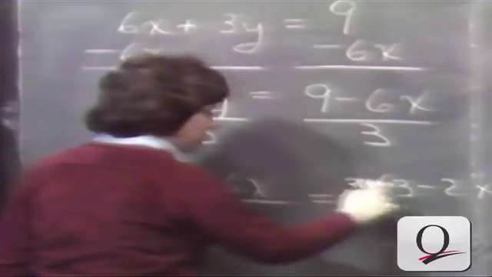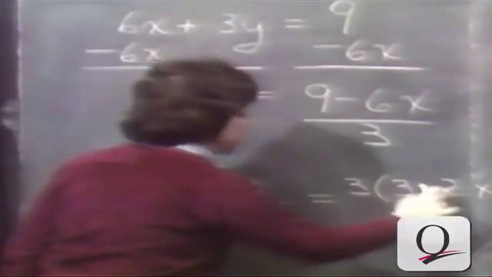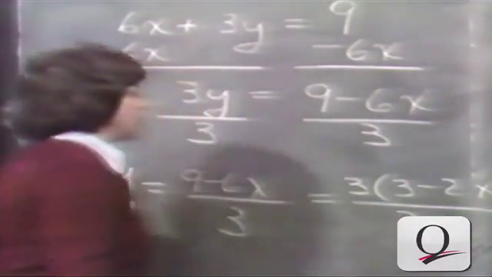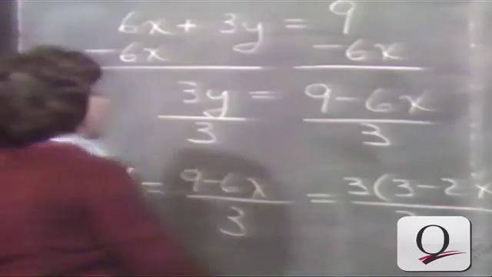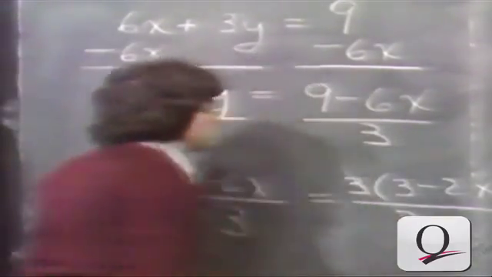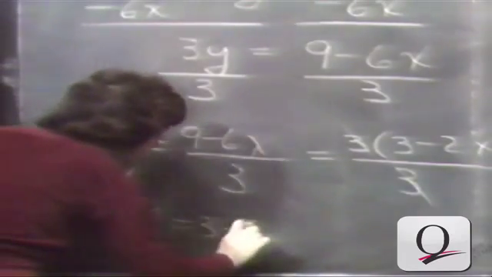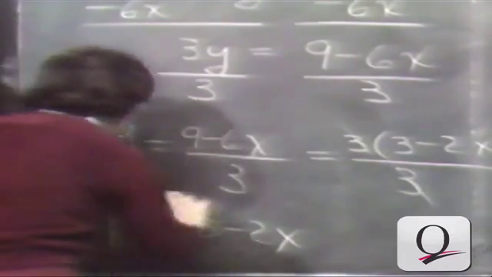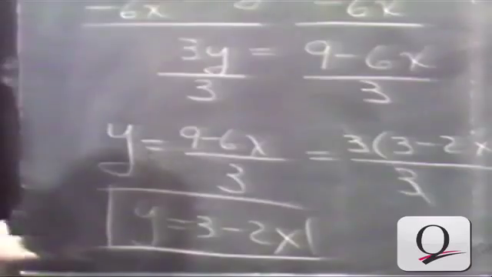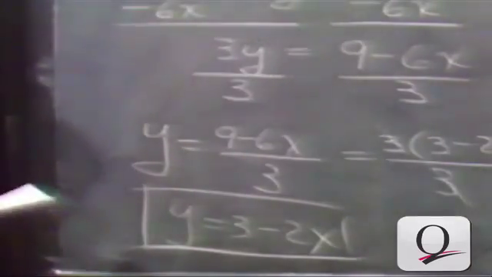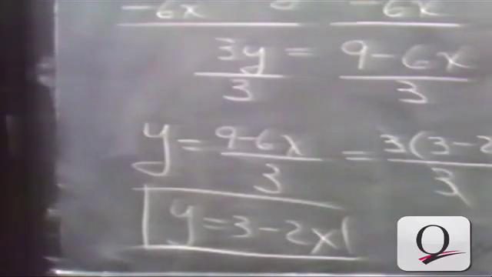Multiplying this is 3 times 3, that's 9 minus 6x. That works. So this is 3 times 3 minus 2x over 3, and now we can cancel the 3's, giving us a final answer of y equals 3 minus 2x. Okay, you had the answer at this point, but it wasn't in lowest terms, and now we have the final answer, y equals 3 minus 2x.